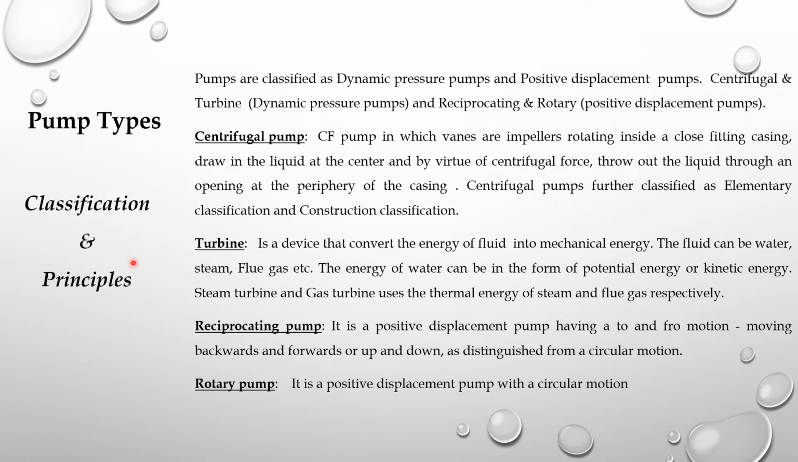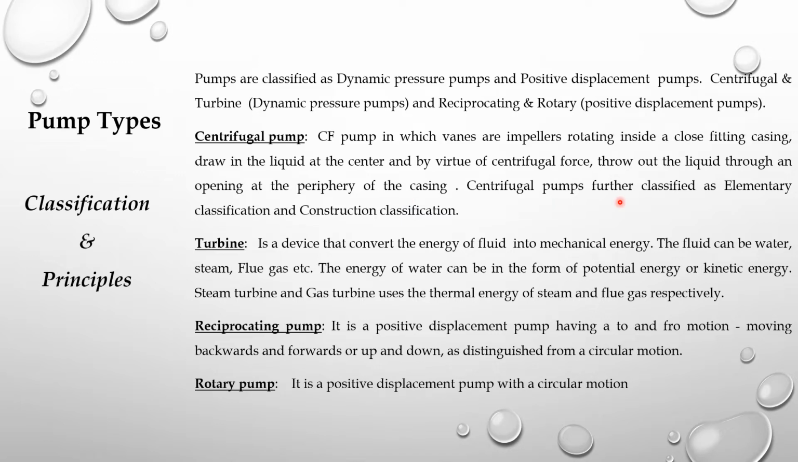Now we can see the classification and principles of the pump. Pumps are mainly classified as dynamic pressure pumps and positive displacement pumps. Centrifugal pump and turbine come under the dynamic pressure pump categories, and reciprocating and rotary pumps are positive displacement pumps. A centrifugal pump has vanes or impellers rotating in a closed fitting casing, drawing the liquid at the center by virtue of centrifugal force and throwing the liquid through an opening at the periphery of the casing.